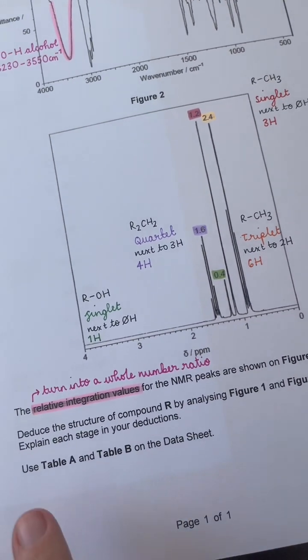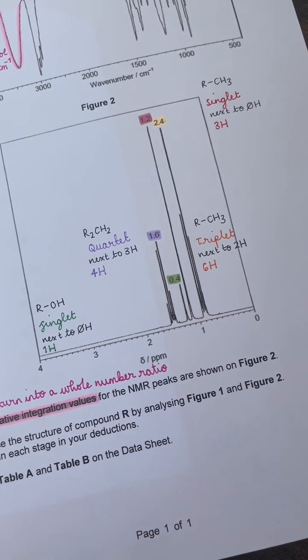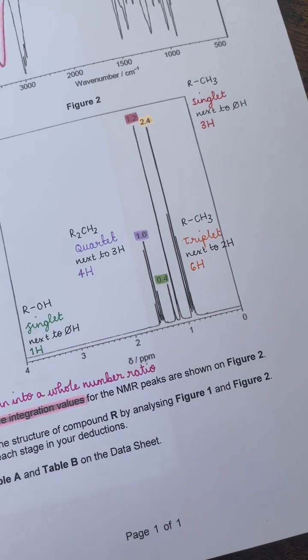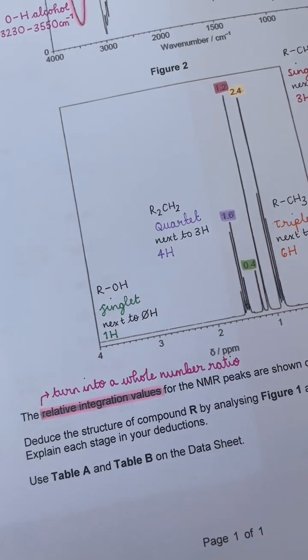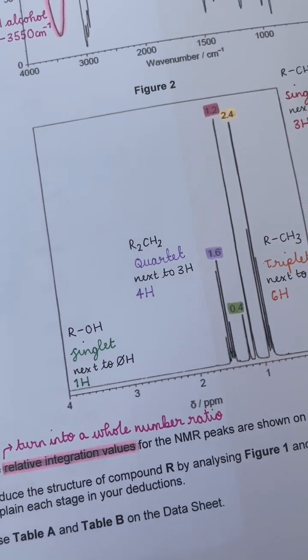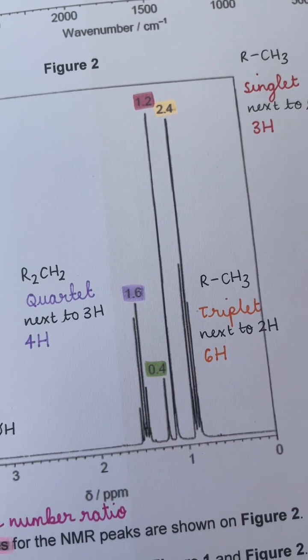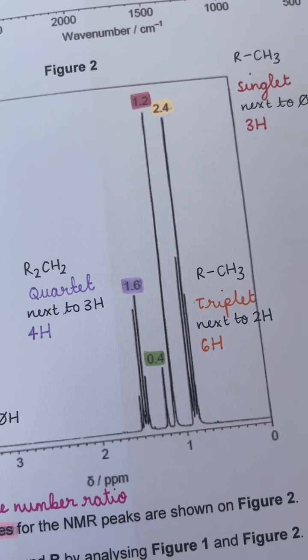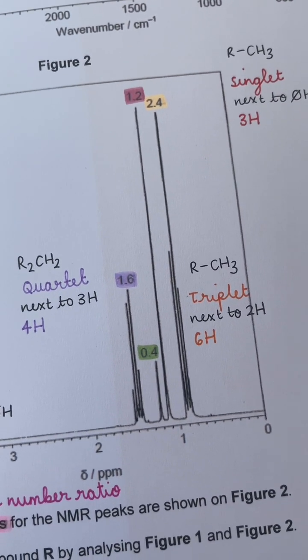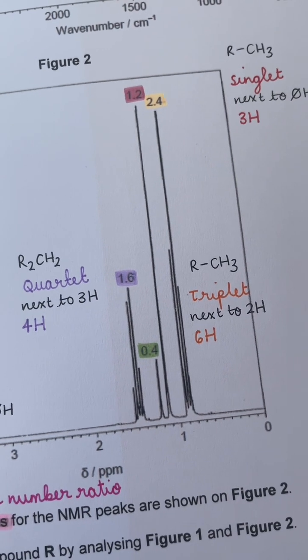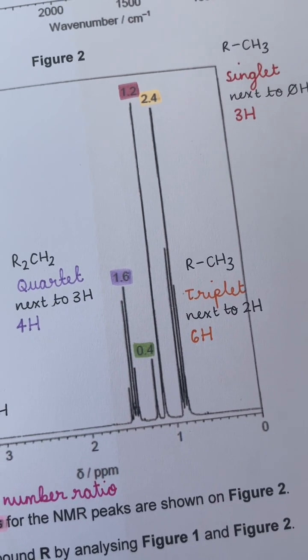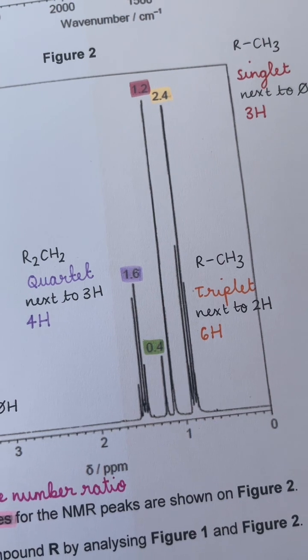Now, it tells us down here that the relative integration values for the NMR peaks are shown on figure 2. Now, when it says relative integration values, you can see that we've been given them as 1.6, 0.4, 1.2 and 2.4. They are not whole numbers. We can't have 1.6 hydrogens in a particular environment. So we need to turn this into a whole number ratio.